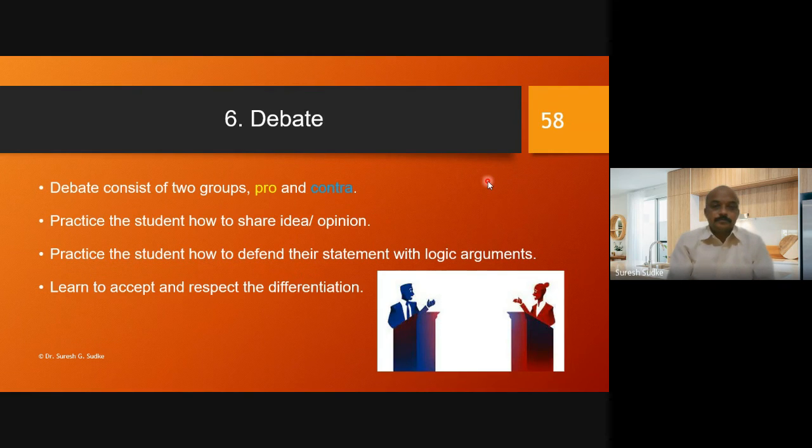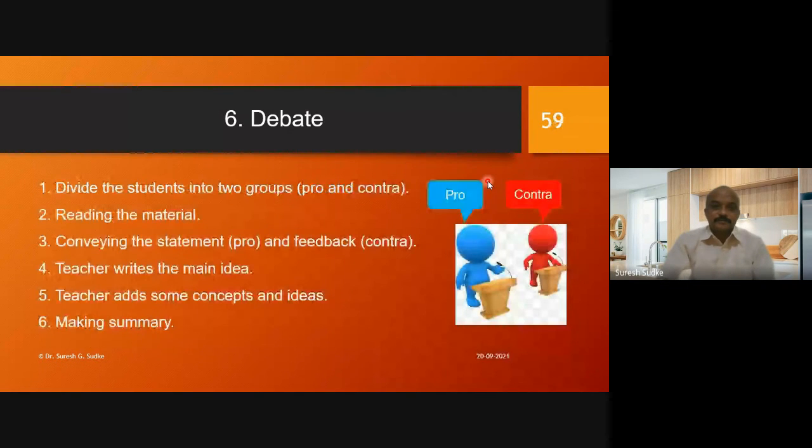Then debate consists of two groups, pro and contra. Pro means they are telling the positive, and the other group is giving the contra statement. Students practice how to share ideas and opinions, and how to defend their statements logically. Then they learn to accept and respect differences.